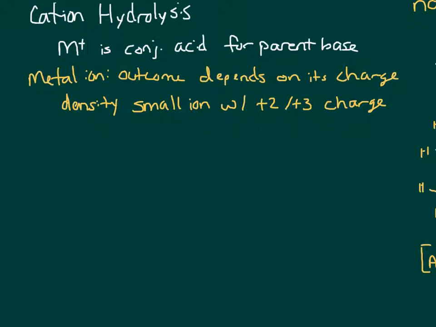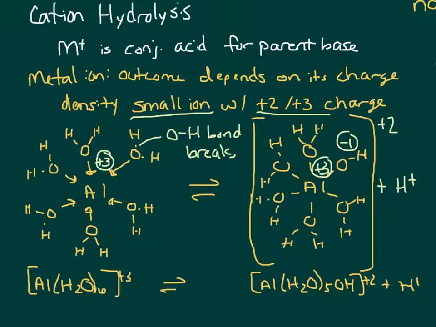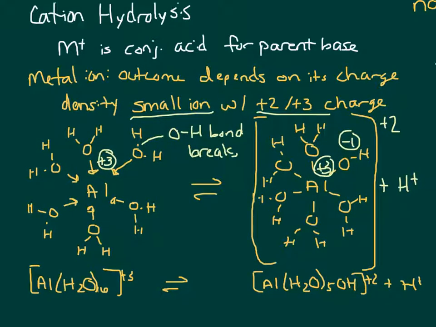So for that metal ion, the outcome will depend on its charge density, that of a small ion with a +2 or +3 charge. A charge density is comparing the charge and the ion size of the atom which we are looking at, which is why we need a +2 or +3 charge, a relatively high charge, and a small radius on that atom. What that allows for, using an example, is here we have aluminum.